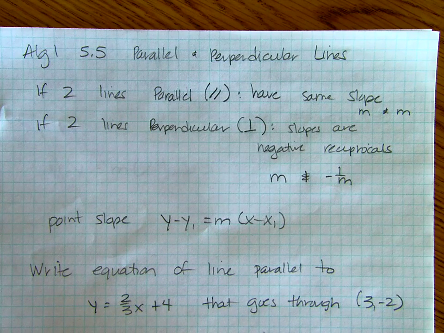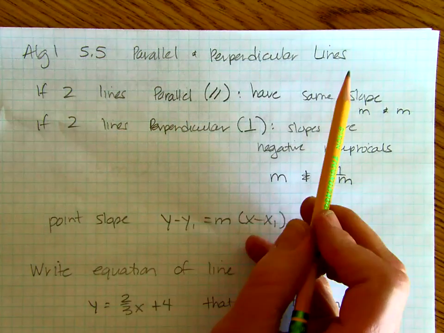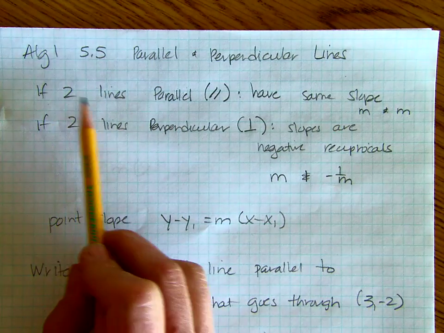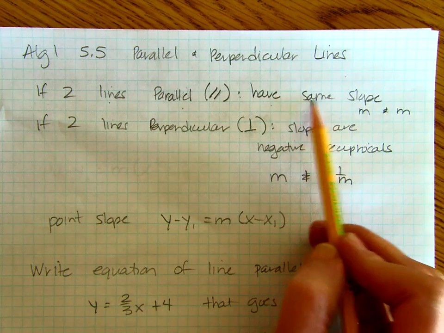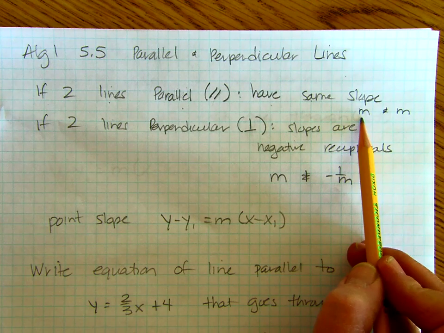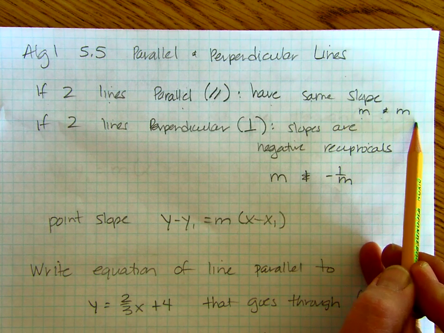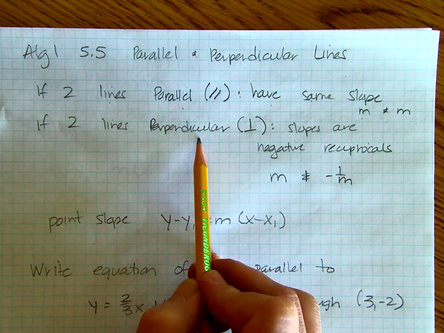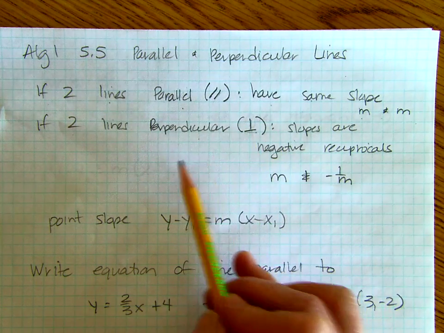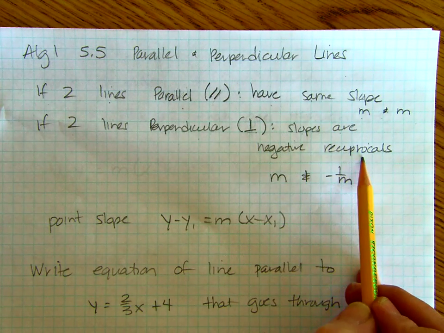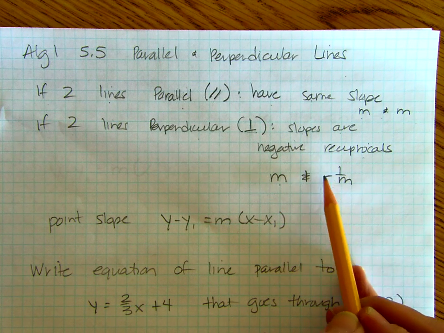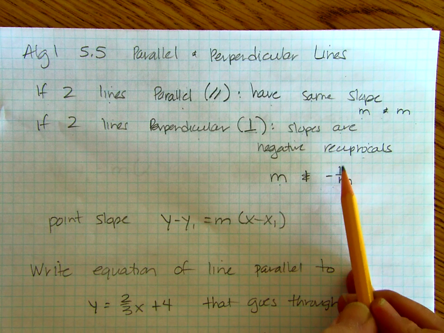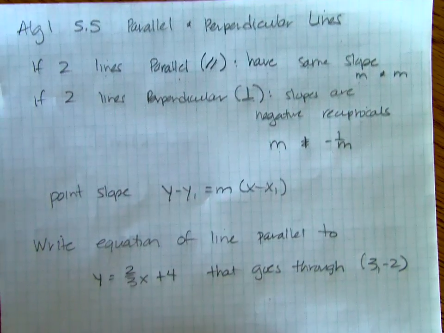This is the video for 5.5, writing parallel and perpendicular lines. If two lines are parallel, this is the symbol, they have the same slope. So if the slope of one is m, the slope of the other is m. If two lines are perpendicular, here's the perpendicular symbol, the slopes are negative reciprocals. If one slope is m, the other slope is negative 1 over m.